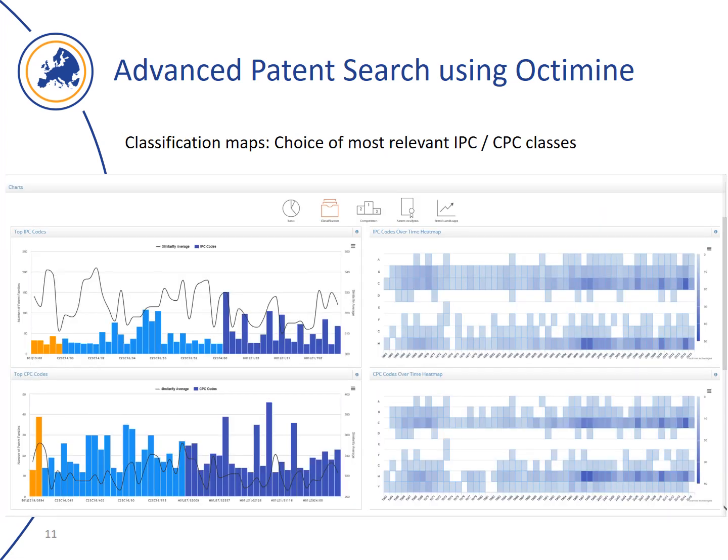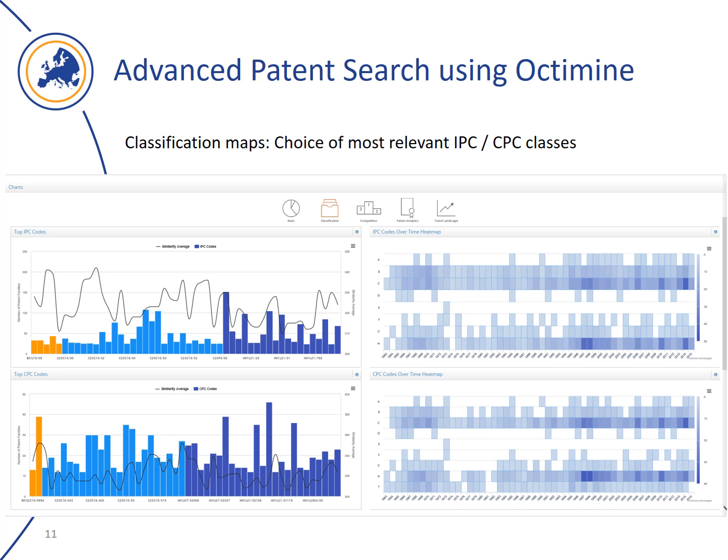For instance, here you have these classification maps. This is what I mentioned before, that you have, for instance, in the upper left corner, the top IPC codes. You have this similarity average in black, and here you have the CPC codes. And the most interesting IPC codes are those which are more relevant than the similarity average.